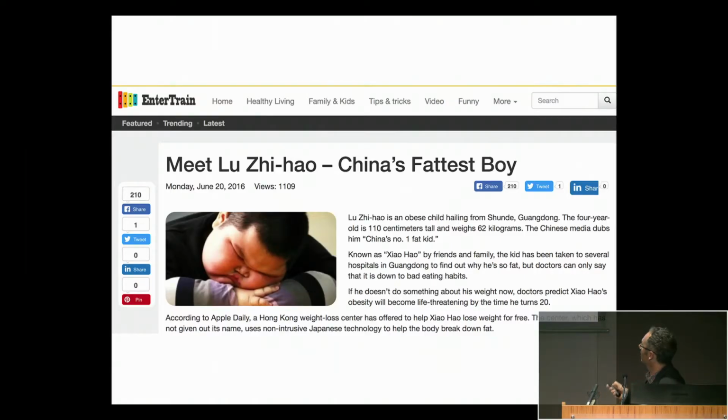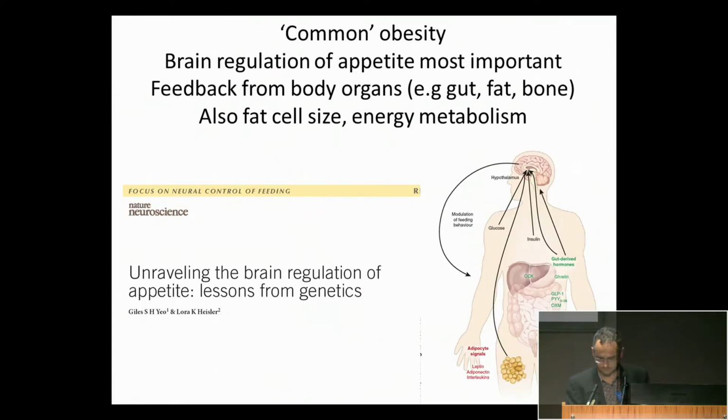And along the same lines, here's China's fattest boy. He's 5 or 6 years old now, and doctors say his obesity is down to bad eating habits. And this is 2015, 2016. We've known about the genetic causes of monogenic obesity for over 2 decades. Why are the doctors not thinking about genetics being a cause here as well, and perhaps going in and screening the leptin gene, the leptin receptor gene, and some other genes?